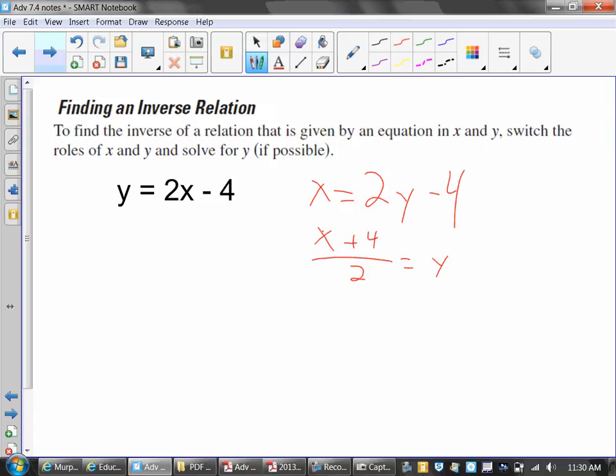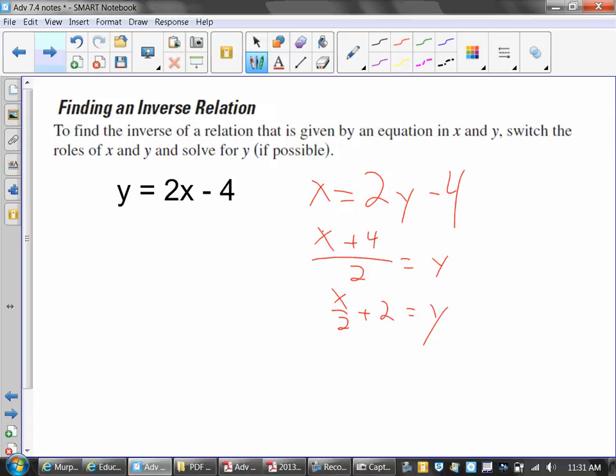Yeah, you could write it that way. If you want to write it like this, it could be x over 2 plus 2. Oops, it's a 1. That's an inverse. In order to find an inverse, like I said, all you have to do is interchange the x and y values, and then solve for y.